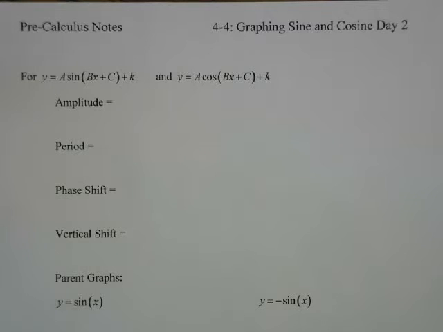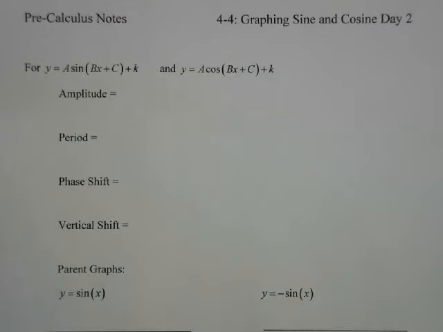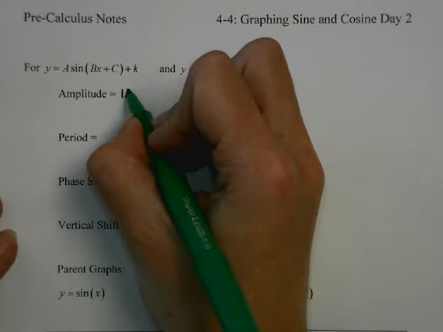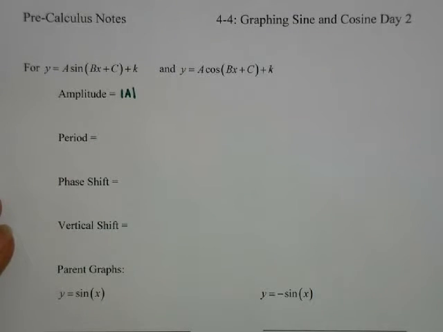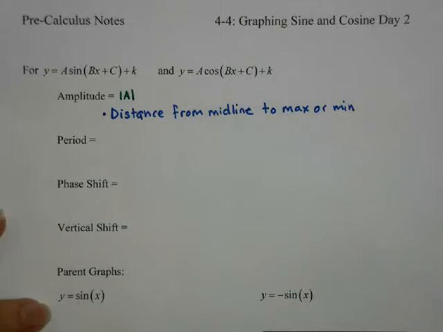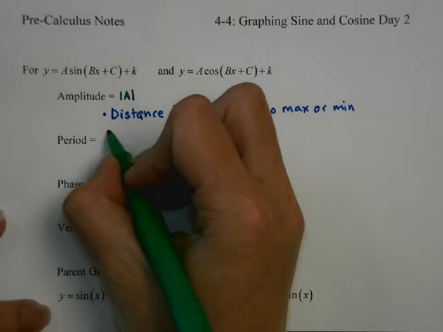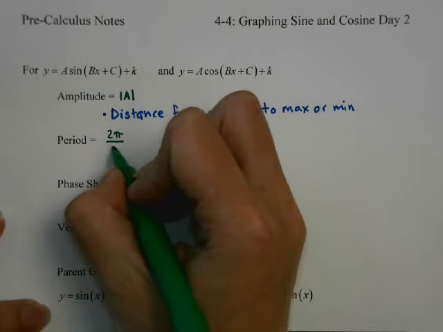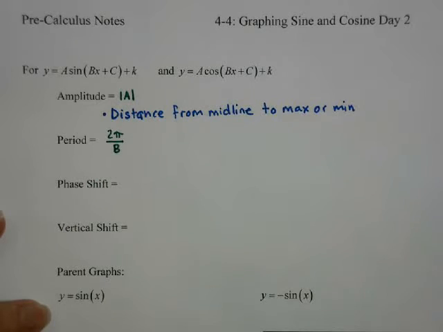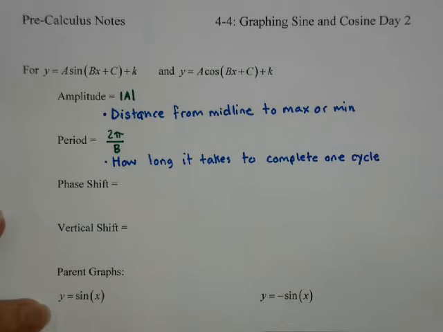So amplitude we've already talked about. The calculation for amplitude is the absolute value of whatever the A is. Its definition is the distance from the midline to the maximum. Period is 2 pi divided by whatever the B value is. And its definition is how long it takes to complete one cycle.